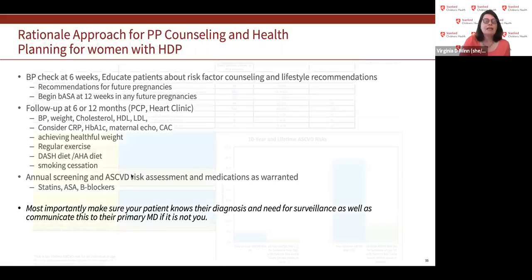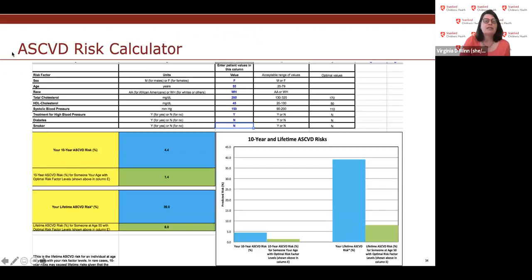And then I just wanted to highlight the American College of Cardiology cardiovascular disease risk calculator, which puts in their current risk, and then if they optimize their lifestyle, what their risk will be in 10 years and lifelong risk. Most of these calculators actually do not have the pregnancy-associated diseases in them. For cardiovascular disease, we know there's around a 2-fold increased risk. So typically, I would say just double the risk.